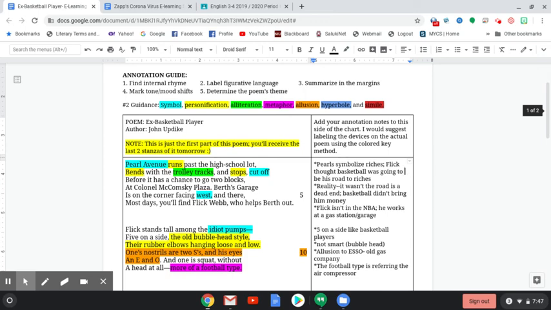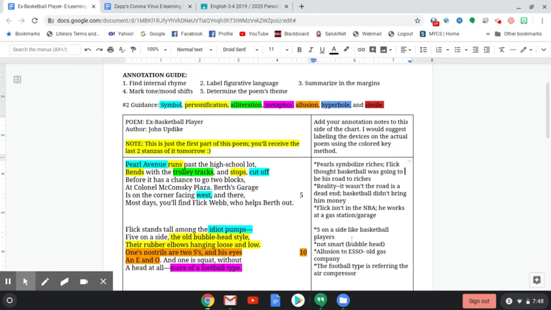You guys, today you are going to be starting a poem called Ex Basketball Player by John Updike. We are only going to read 3 of the 5 stanzas today, and then tomorrow you'll get the last 2 stanzas. Just like you have been doing, I want you to create a little device key here. So whenever you see those devices in the poem, you can just highlight them.